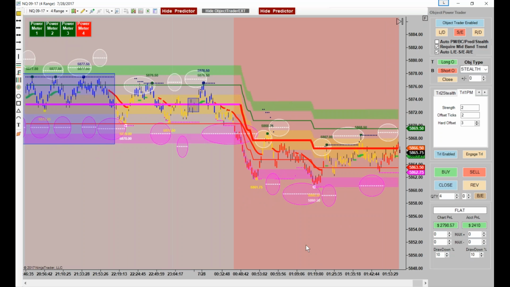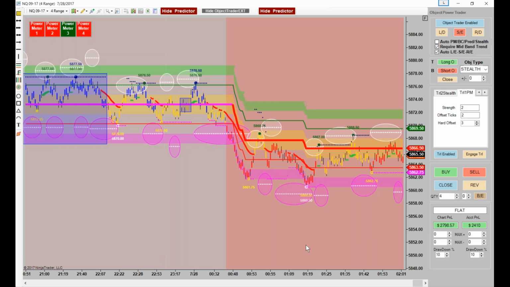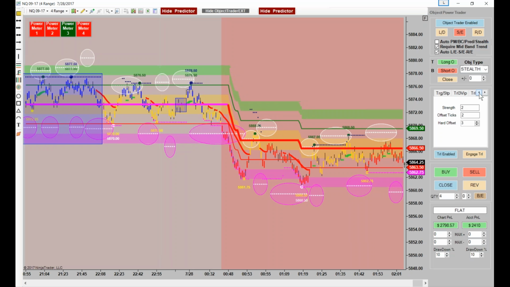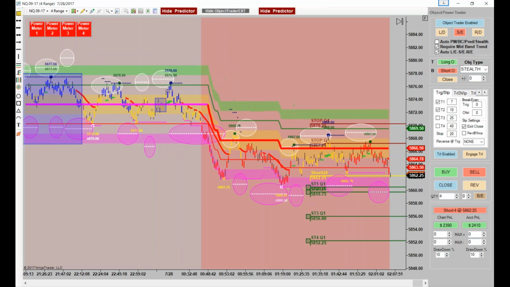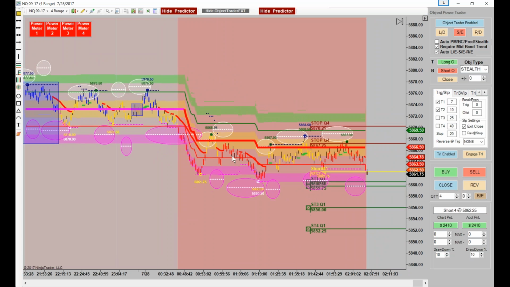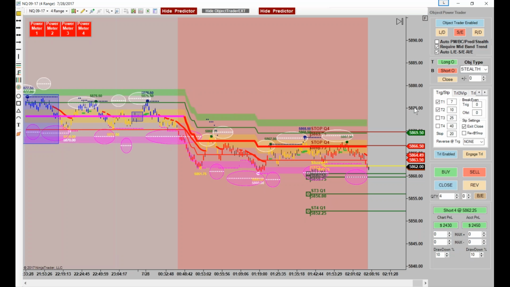Let's see if we can get in another one. We'll find out. This is pretty choppy sideways stuff now. Let's see if stealth will get us another trade. Now when it's choppy like this, what do we do, everyone? We're going to scalp. Well, we didn't get it in time, but I would want to scalp. Anytime it's sideways like that, you really want to scalp.